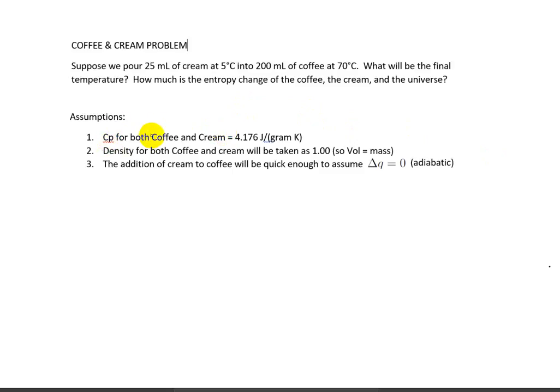The heat capacity for both the coffee and the cream will be taken as the same as that of water, 4.176 joules per gram K is what I'm going to use. The density for both coffee and cream will also be taken as 1.0, so that means that volume is going to be equal to mass. And thirdly, the addition of the cream to the coffee will be so quick as to be able to assume adiabatic conditions, that is, the change in heat will be zero.